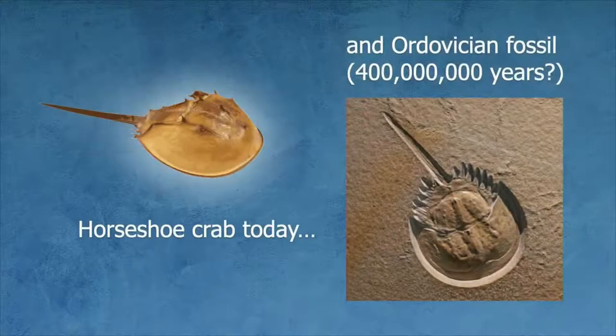Another example of a living fossil is a horseshoe crab. You can find these around Cape Cod, Massachusetts, and I've seen one of these on the beach before up on the East Coast. They're very interesting. And the interesting thing is that they have not changed at all for 400 million years, if that dating is correct. This Ordovician fossil is 400 million years old, and it looks exactly like a horseshoe crab. So those are examples of living fossils.